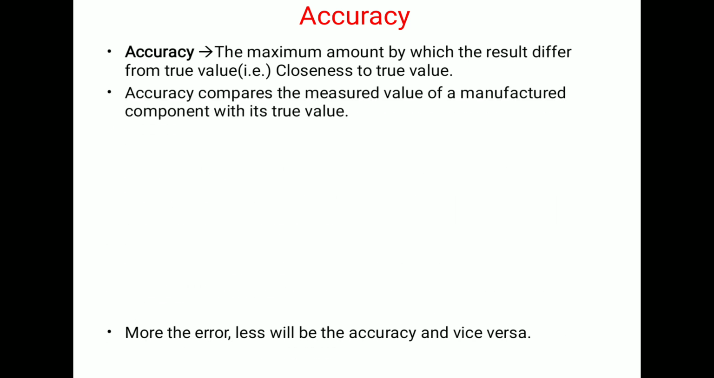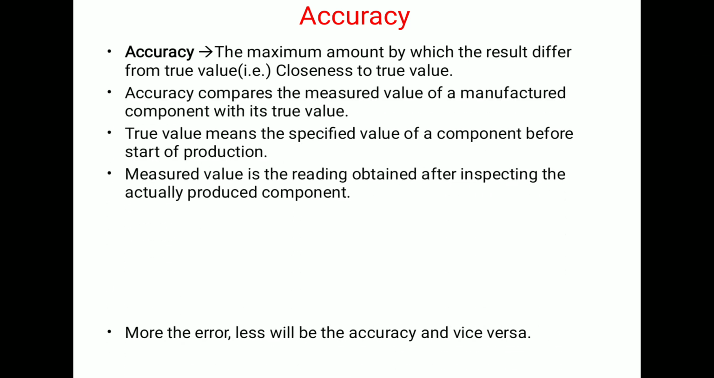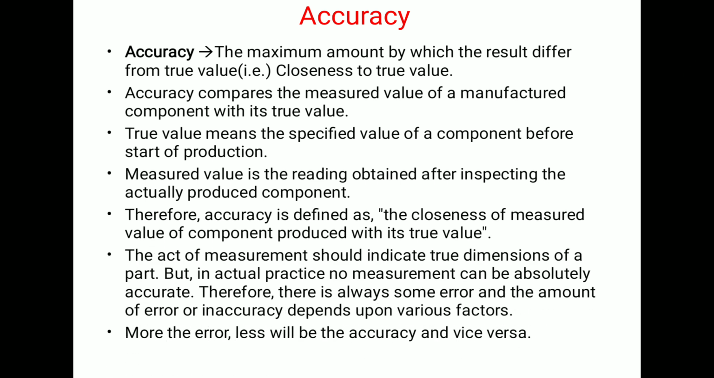So first of all, we will see the term accuracy. Accuracy, what is meant by accuracy? Accuracy is defined as the maximum amount by which the result differs from a true value. That is, closeness to the true value is called accuracy.